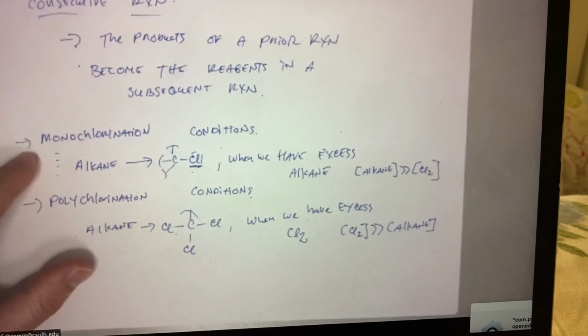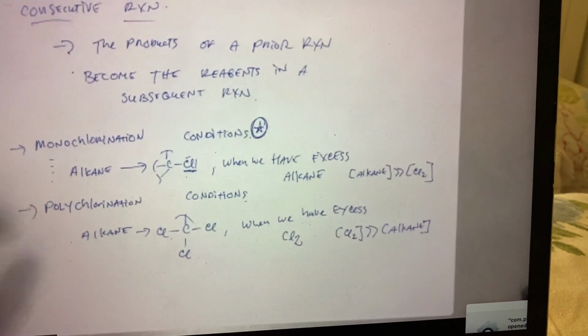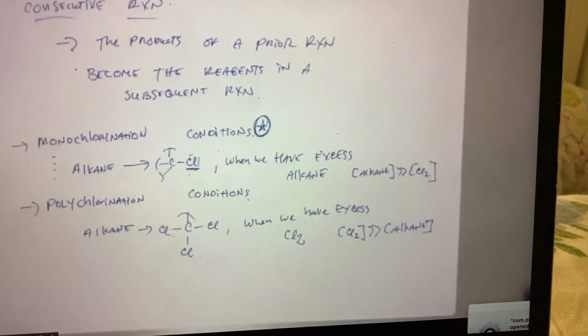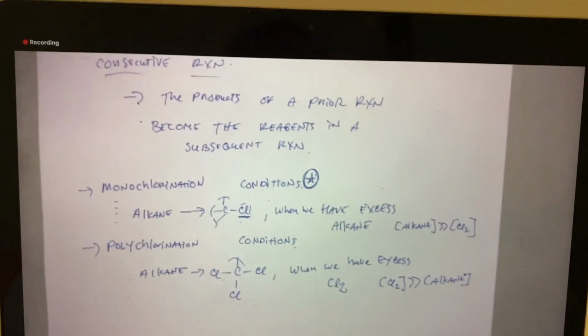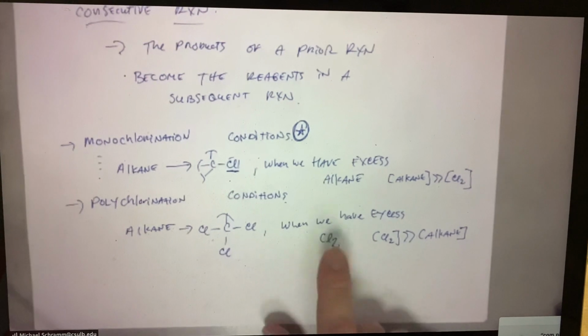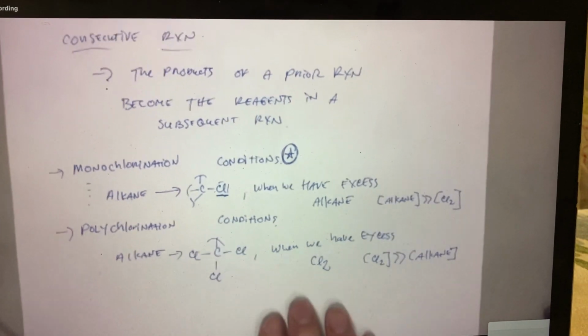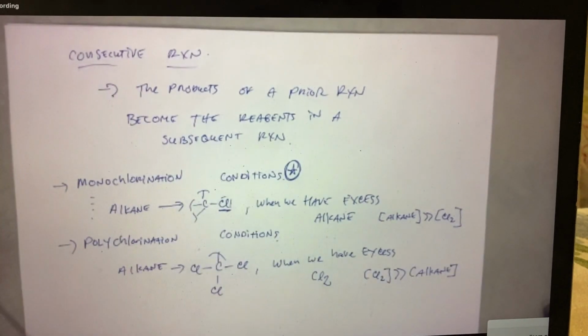I'm going to tell you right now, most of the time, I'm going to be concerned, and you should be concerned with monochlorination. You have methane, it reacts with Cl2, gives methyl chloride. But I want us to just be aware that if we use lots of excess Cl2, this reaction can take place subsequent or multiple times. It becomes what's called a consecutive reaction.